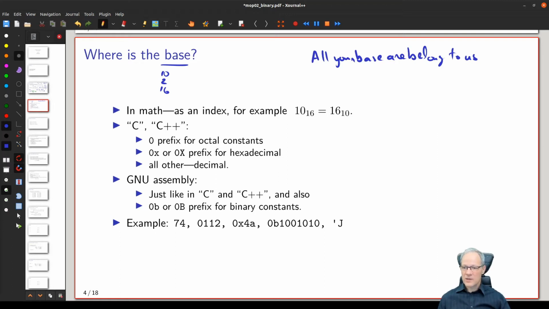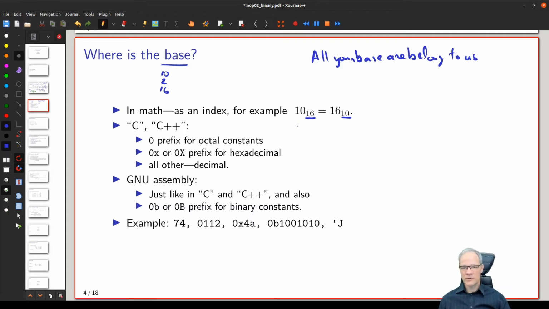When we write our numbers, we use the base as an index down here, right? So that's where it is. That's how we know how to look at that number. And I have done that already in the previous slide.